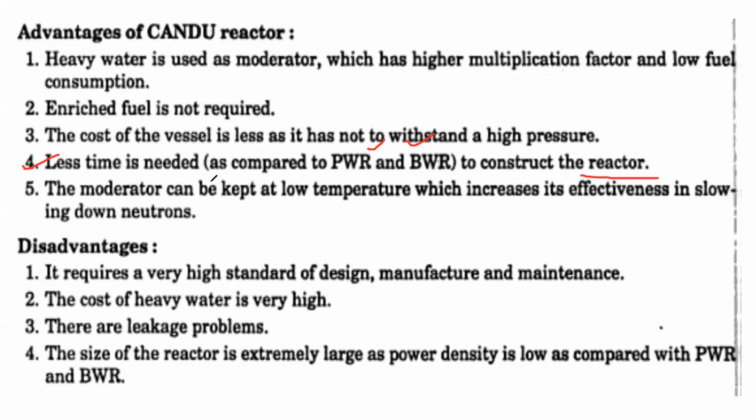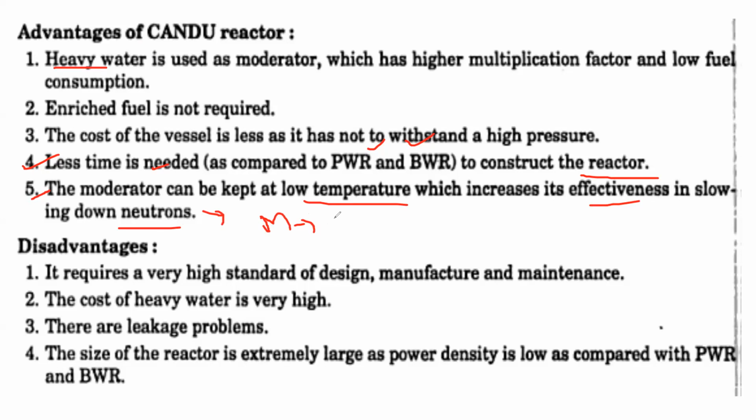Now the next is that the moderator can be kept at low temperature, which increases the effectiveness in slowing down the neutrons. Here we use heavy water as a moderator. So what is the advantage? If I maintain it at low temperature, it increases the effectiveness of slowing down the neutrons. What is the meaning of this statement? What is the function of the moderator? It reduces the speed of neutrons.